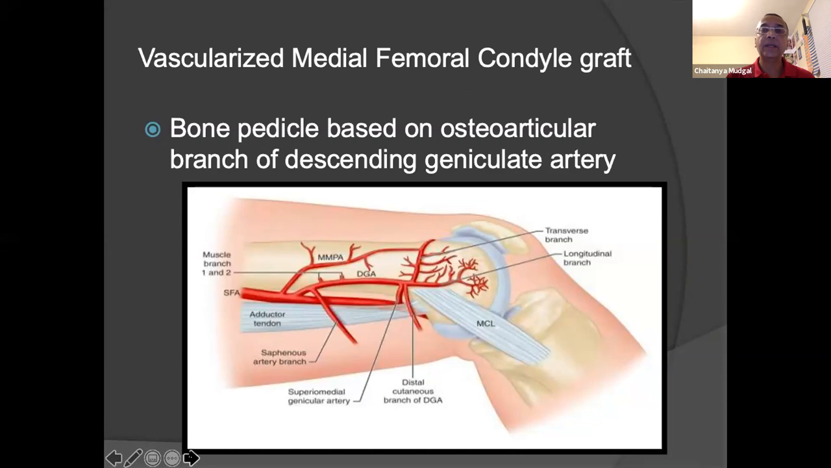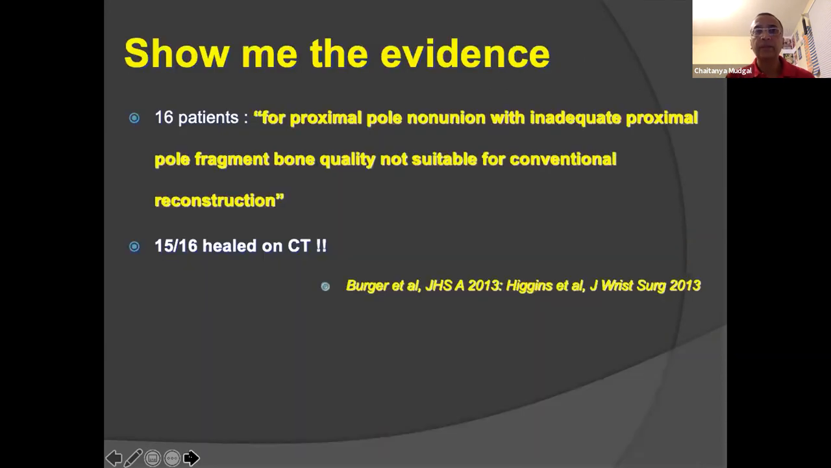The question is, A, do you need it? And B, does it give you better outcomes? So let's look at the evidence. We looked at the paper that they published in 2013. They used it in 16 patients for proximal pole non-union with inadequate proximal pole fragment bone quality, not suitable for conventional reconstruction. To me, that is a very ambiguous definition.